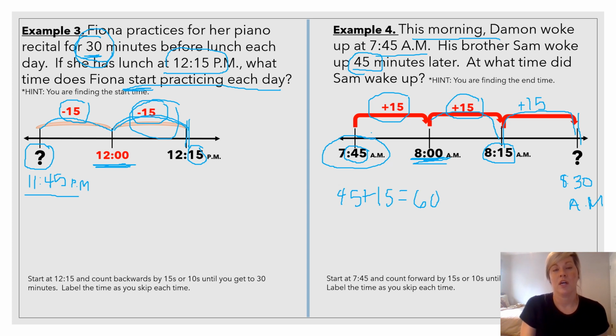Also remember, you do not have to use 15s. You could have done 5s. You could have skipped by 5 all the way through this number line if you wanted to until you got to 45. Just remember, whatever you skip by is your choice, but make sure that you're counting correctly and you label the time underneath as you're skipping.